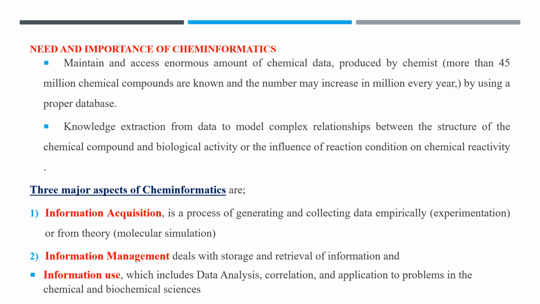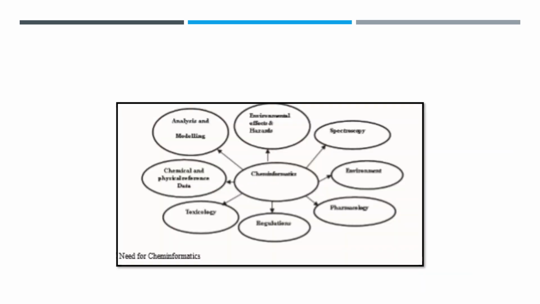That is, whatever the chemical compounds are, you acquire all the information relating to the compounds, you manage the data, and you analyze the data and predict results. So we can understand that chem informatics has its roots or has its hand in various subjects, namely environmental spectroscopy, pharmacology, regulations, toxicology, synthesis and analysis and modeling, environmental hazards, etc. So you can now realize that chem informatics is a thoroughly interdisciplinary subject.